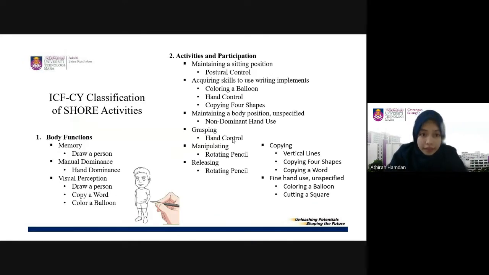Alright, from the item, we know the ICF classification for short activities. There are two ICF components, which are body function and activity and participation. In body function, the areas involved are memory, manual dominance, and visual perception. For activities and participation, the areas involved are maintaining a sitting position, acquiring skill to use writing implements, maintaining a body position, grasping, manipulating, release, copying, and fine hand use.